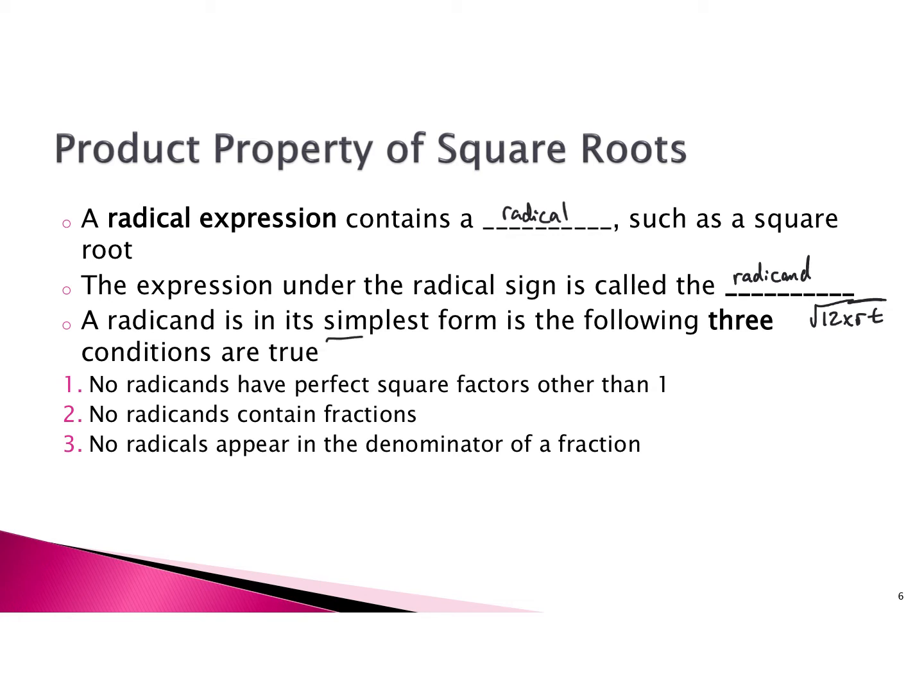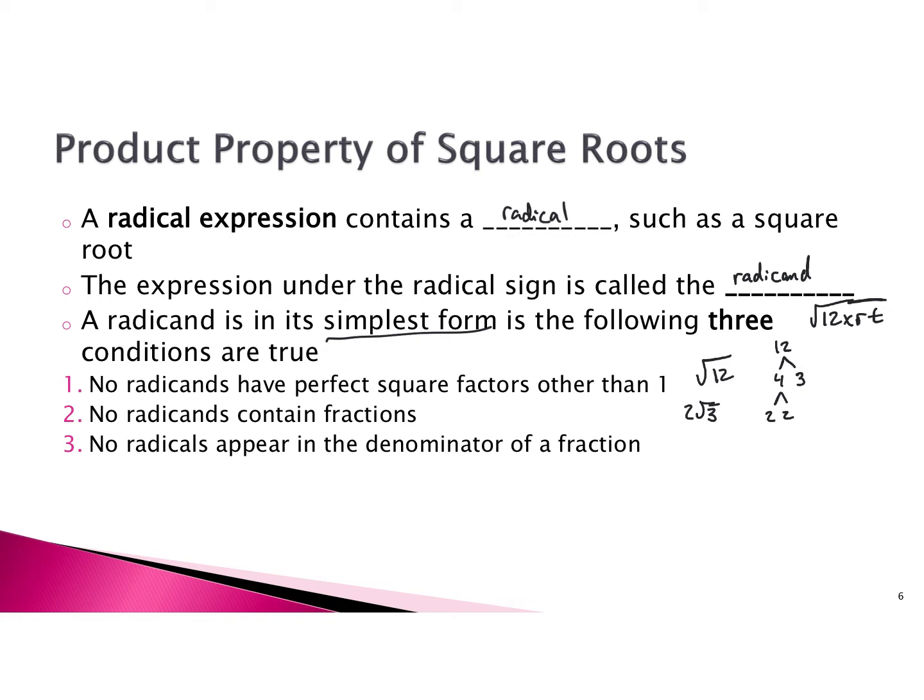Now, in order for it to be in its simplest form, there are three conditions that must be true. The radicand cannot have perfect squares underneath, which means if I have the square root of 12, and I do a quick tree off to the side, 12 contains 4, and 4 is a perfect square. I would have to take the square root of 4 and simplify it all the way down to get to root 3 in order for it to be completely simplified.